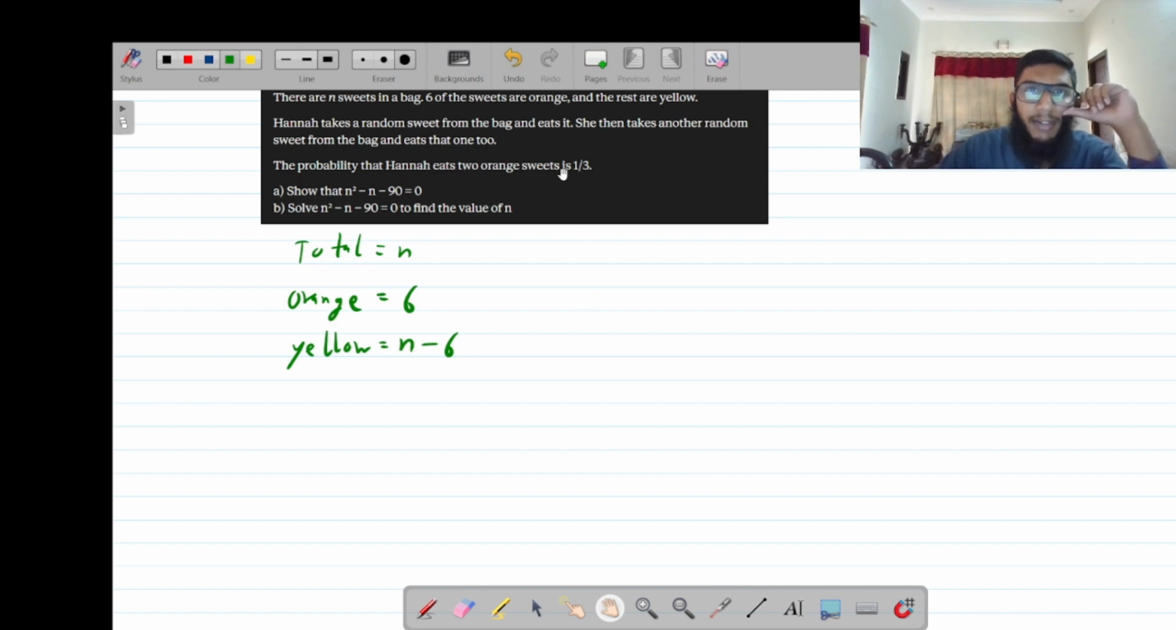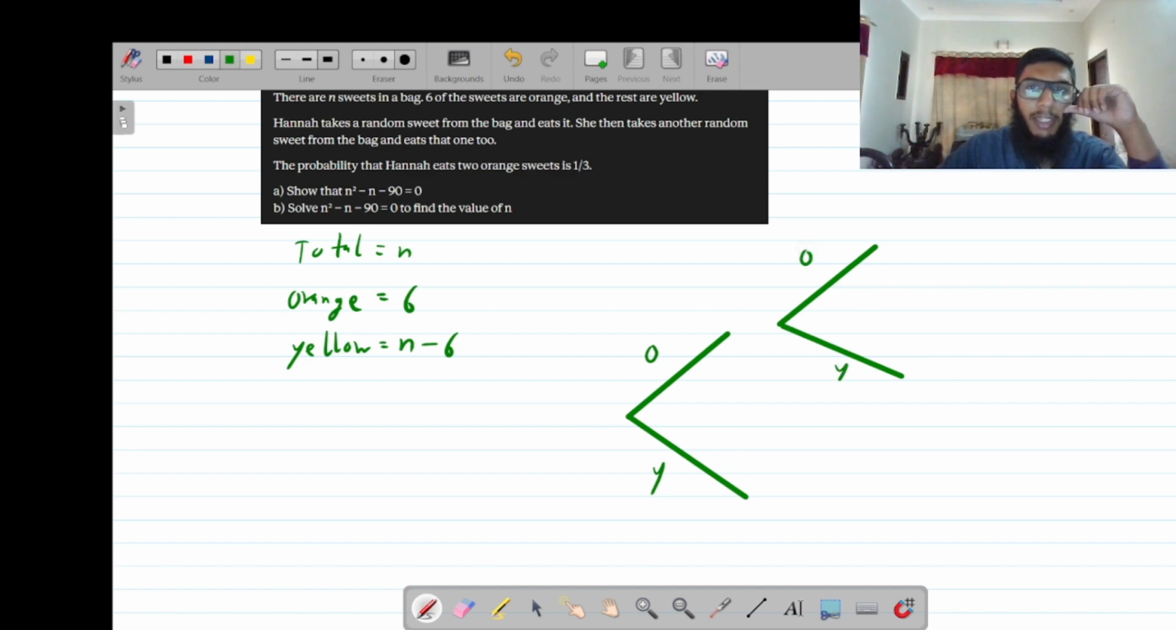Now, they said that she takes a random sweet from the bag and eats it. Then she takes another one and eats that one too. The probability that she takes 2 orange sweets is 1 by 3. Okay, let's make our probability diagram. Orange, yellow, orange, yellow. The probability that she takes 1 orange is 6 by n. The number of orange sweets divided by the total number of sweets, 6 by n.